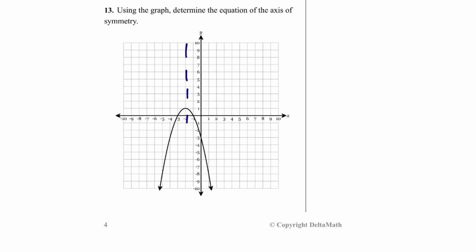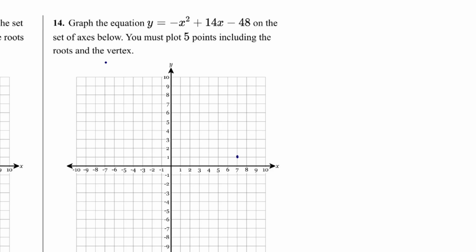From here, axis of symmetry is x equals negative 2. Vertex for this one is at 7, 1. My zeros are at 6 and at 8. One other point is at 5. Is it 5, negative 3? Yes. So then 9, negative 3, like this.